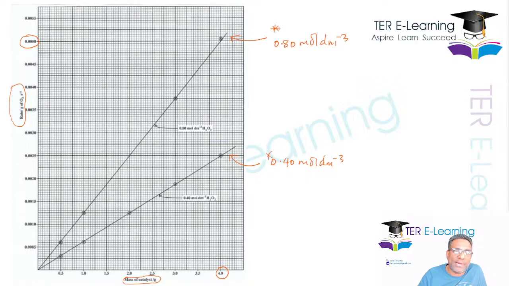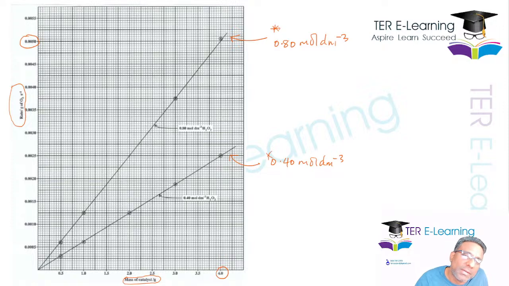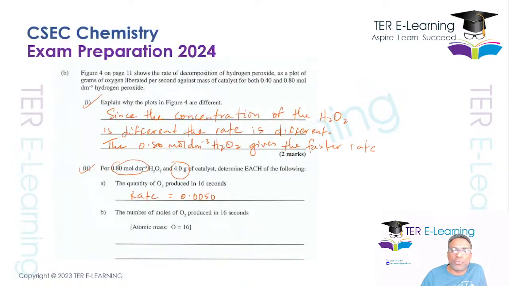So let's write down that. The rate is 0.0050. All right, let's check something here. I just wanted to see, so that's grams of O2 per second. So this is grams O2 per second.